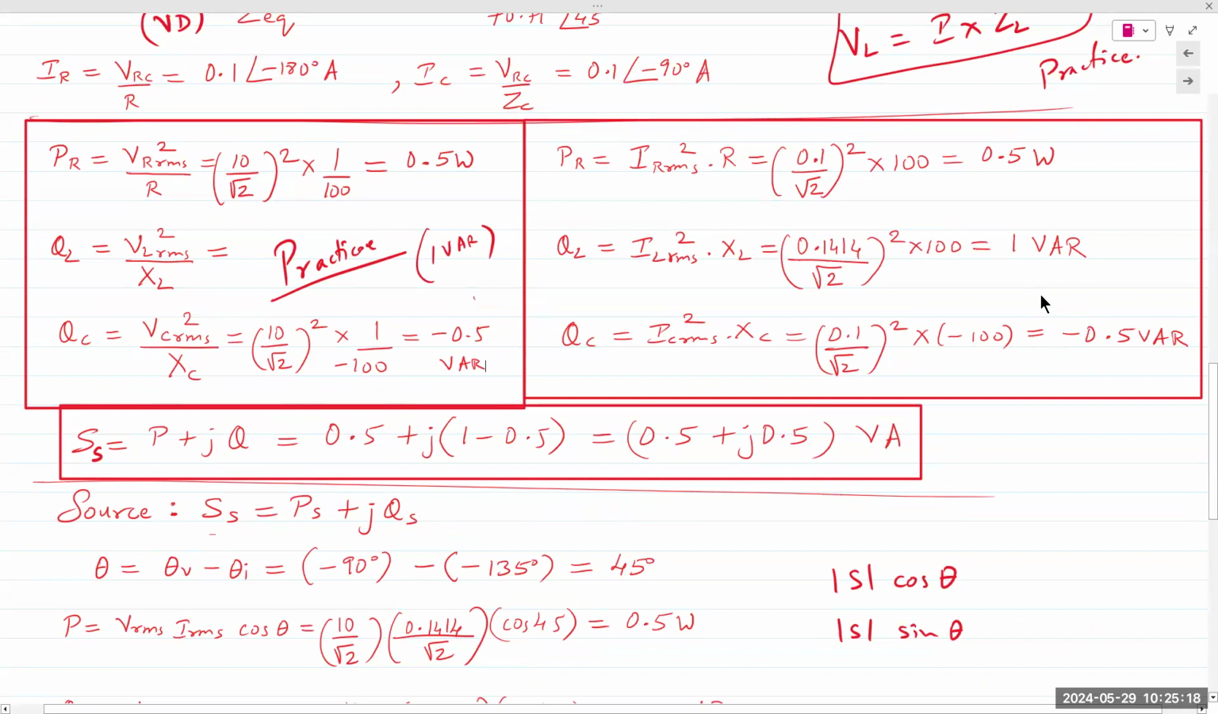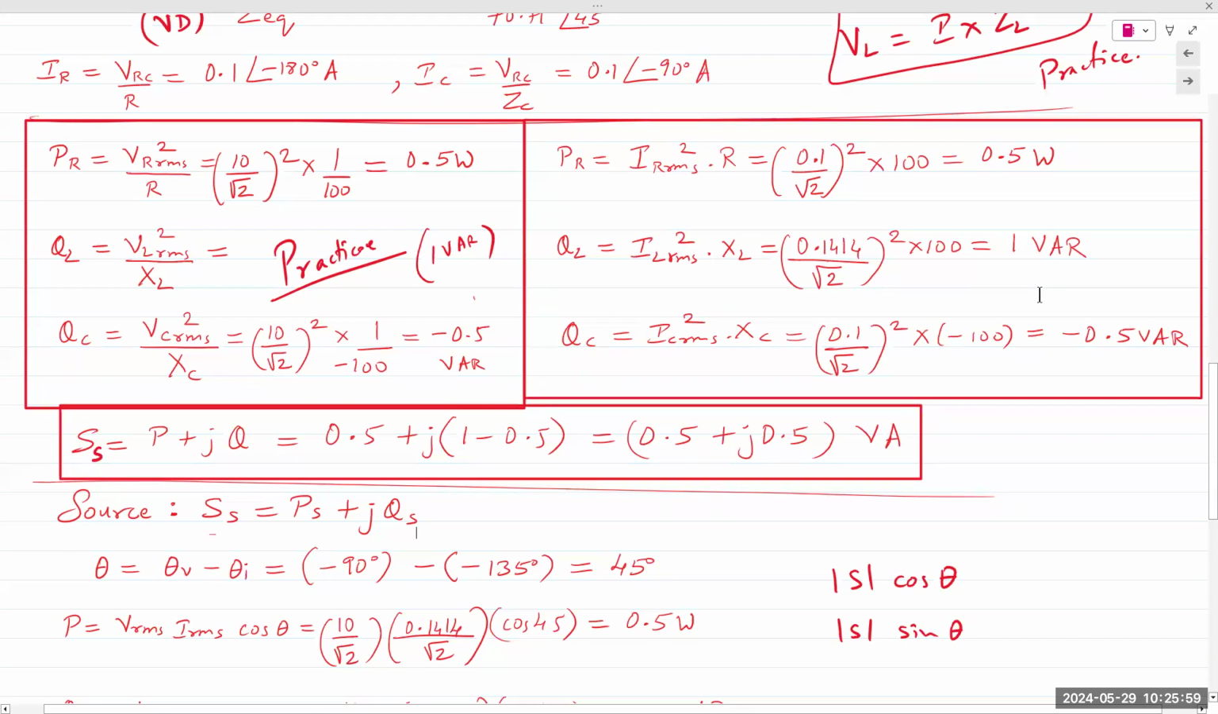ELI the ICE man. Voltage for an inductor is always ahead of the current. So an inductor always points up, plus 90 degrees. So the impedance angle and the power angle for an inductor is always plus 90. For a capacitor, voltage always lags the current, so it's minus 90. So the impedance angle and the power angle for a capacitor is always minus. So the reactive power QC is always minus. When you sum up QL and QC, QC is actually subtracted, so it becomes 1 VAR minus 0.5 VAR.